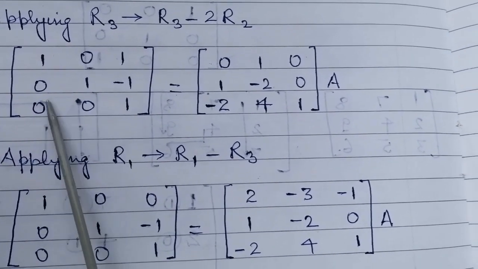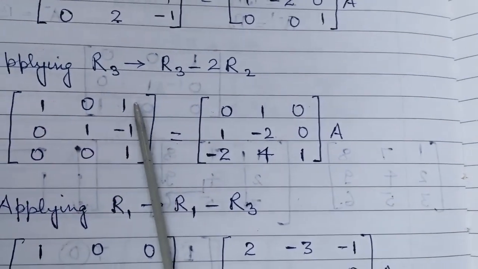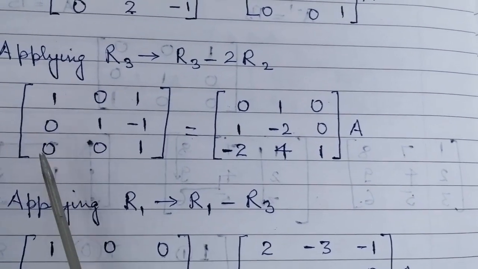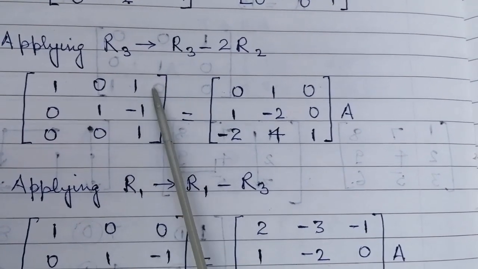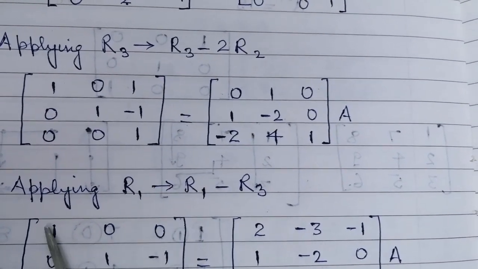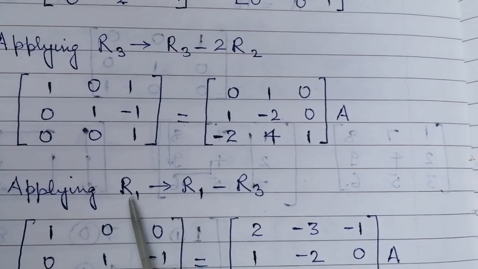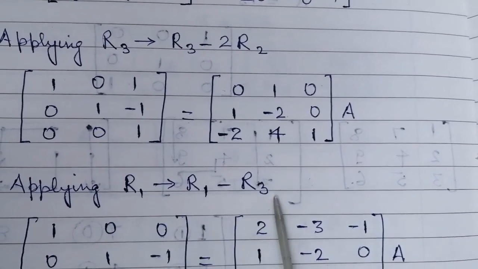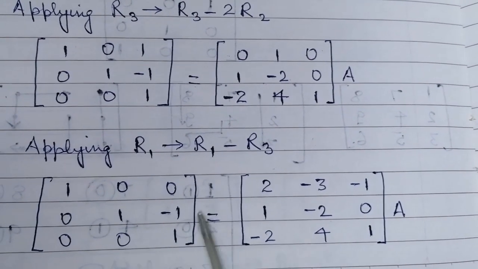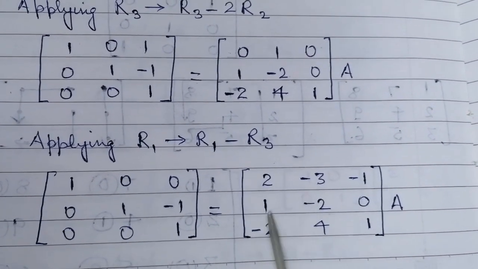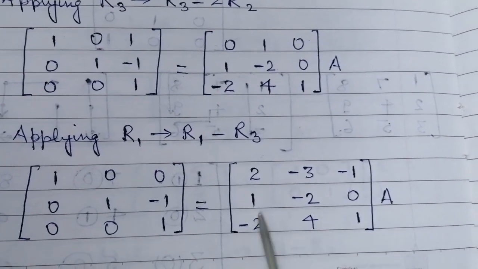So on R1 we are applying R1 minus R3, because 1 minus 0 will remain 1 only, 0 minus 0 will remain 0 only, and 1 minus 1 will become 0. So on R1 we are applying R1 minus R3. So we get these elements 1, 0, 0, and this one as it is. Same we have applied on this side also, right?